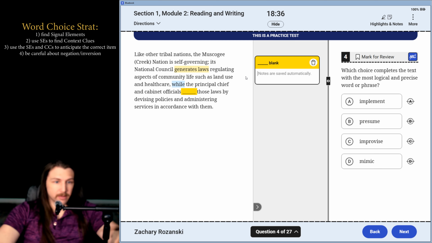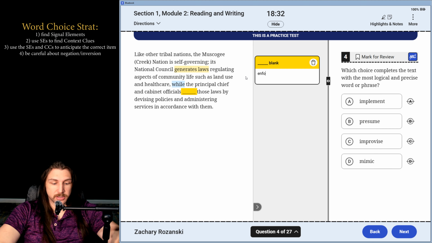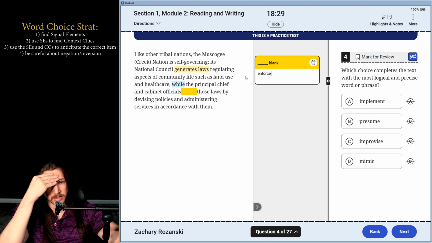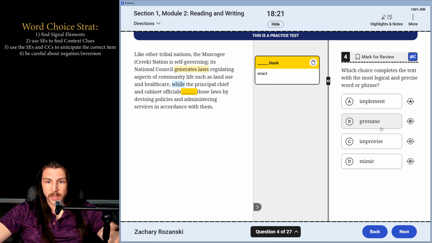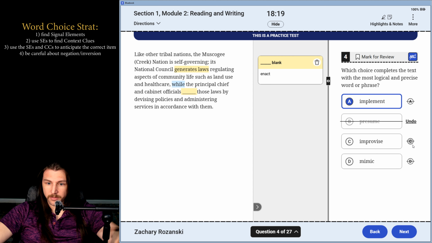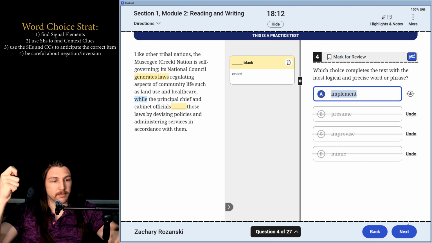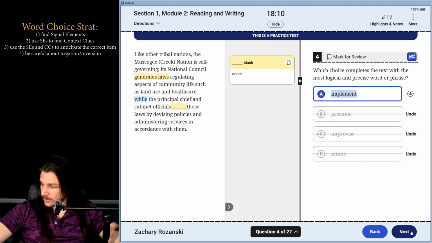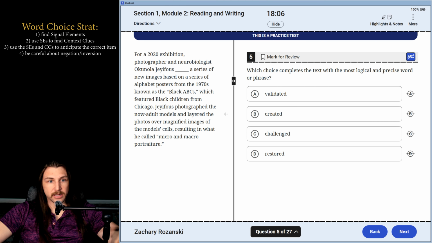Then the cabinet officials, I don't know if I'm putting too much of how our government works into this one, in terms of the notion of enforce, like the judicial and legislative branch, those laws by devising policies and administering services. I would go with enforce, enact, put into place. Implement is perfect. Implement, enact was absolutely it. I was a bit too influenced by my biases, my judicial system, legislative system, the executive branch coming into play.